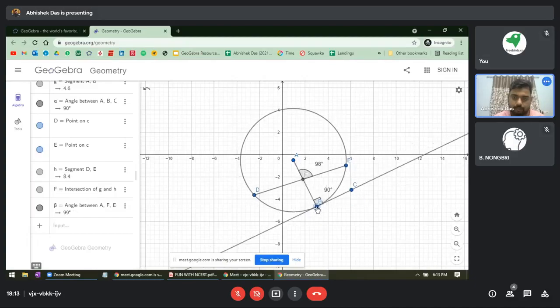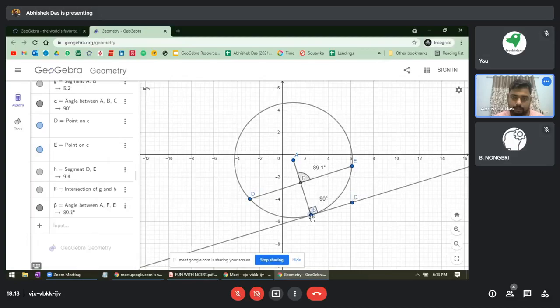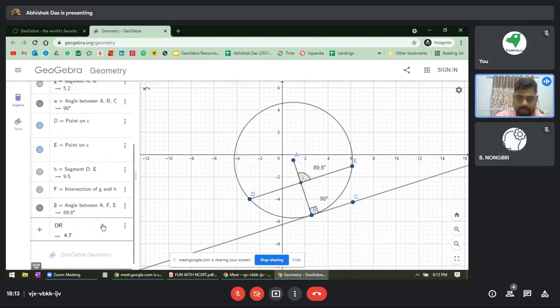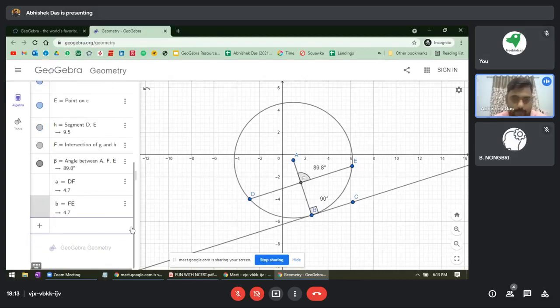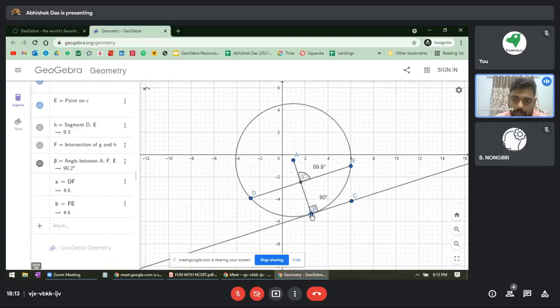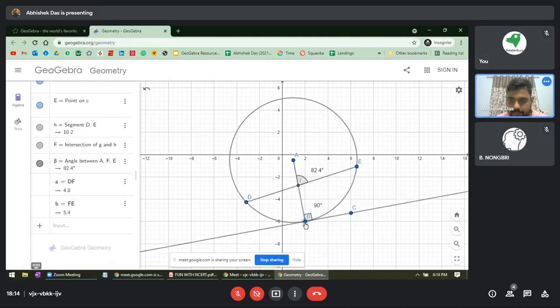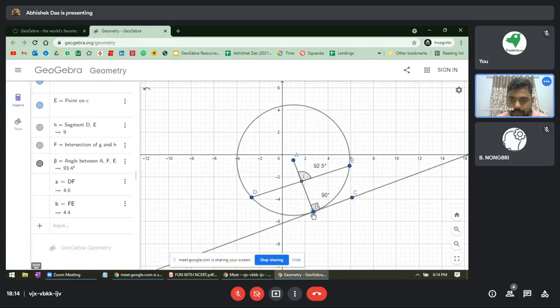So I can move out, right? Almost there. 89.8, 90 it will do. Now, if I check the distance of DF and FE, it will almost be equal. And let's check out DF, its distance is 4.7, while FE would have almost a distance of 4.7, right? So the perpendicular from the center to the chord, it also bisects the chord. Right?